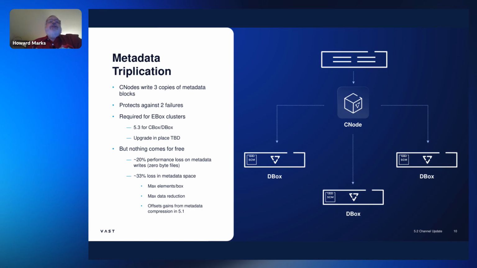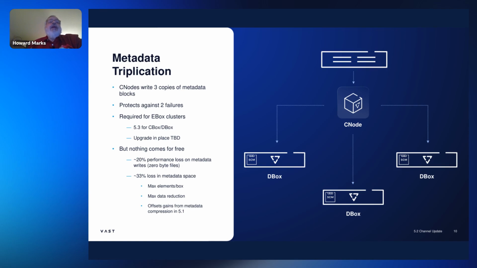But triplication is kind of the classic example that there's no such thing as a free lunch. By writing 3 copies, we suffer some performance penalty as opposed to writing 2 copies simply because it's more work. The worst case, performing IOs on 0-byte files so that you're doing pure metadata operations, results in about a 20% performance loss. In clusters doing real work, it's unlikely we're going to see a performance loss that's noticeable by users. It'll be on the order of 5%.